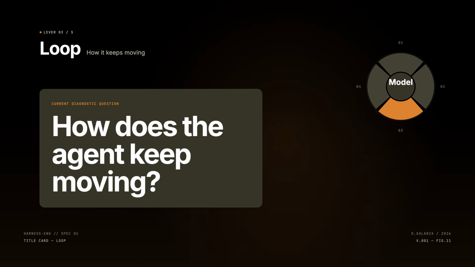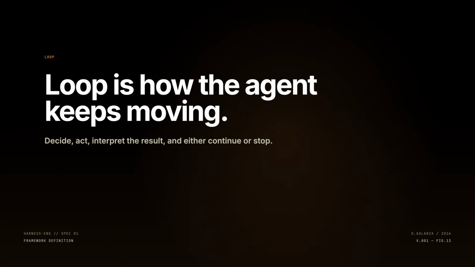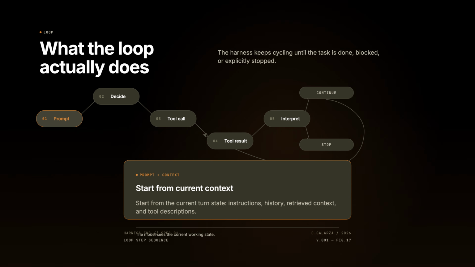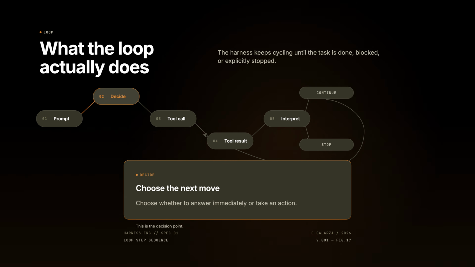If context is what the model can see, and tools are what it can do, the loop is how does the agent keep moving? A typical agent loop looks something like this. The model receives a prompt and the current context. It looks at the tools that are available and it decides whether it needs to take an action. If it does, it requests a tool call. The harness runs that tool or coordinates whatever needs to happen for that tool to run, and then returns the result back to the model.